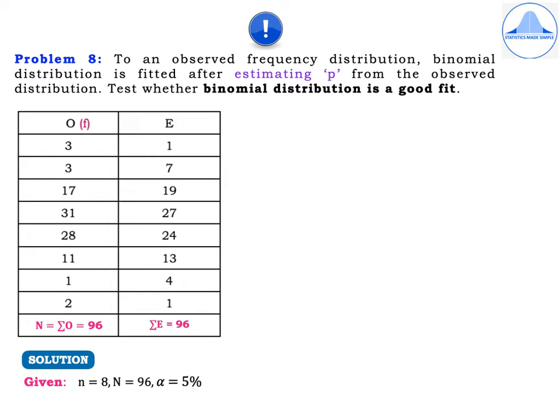Let us start with the solution. The observed frequencies are nothing but the frequencies f. So within brackets highlighted in pink color, for the observed frequencies you write f. Then let us calculate capital N, which is nothing but the sum of the observed frequencies, which is equal to 96. Similarly, summation E also is equal to 96. So under solution, first write given small n is equal to 8. That is the total number of observations which we have in the table are 8. Capital N is 96 and alpha is 5% because it is not mentioned in the problem.